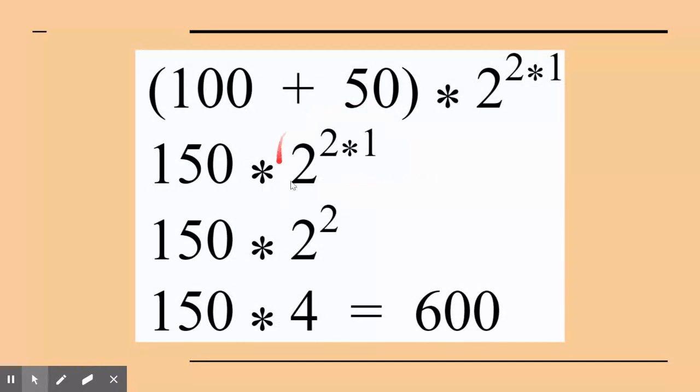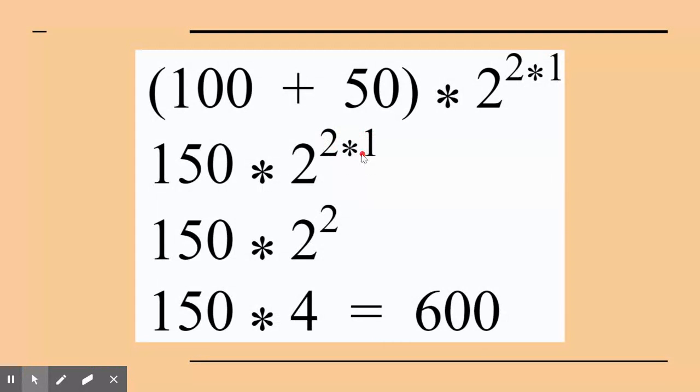So now I need to do my exponent, right? So I did my G groupings. Now I need to go to E in GEMS for exponents. So I have 2 to the power of 2 times 1. But see, my exponent is tricky, right? Because I have a multiplication problem inside of my exponent, so I should make sure to take care of that right now.